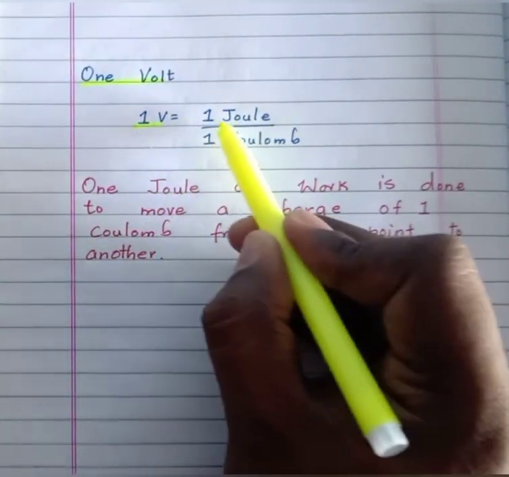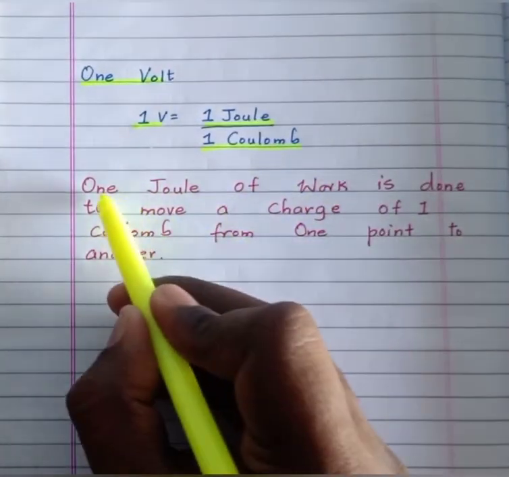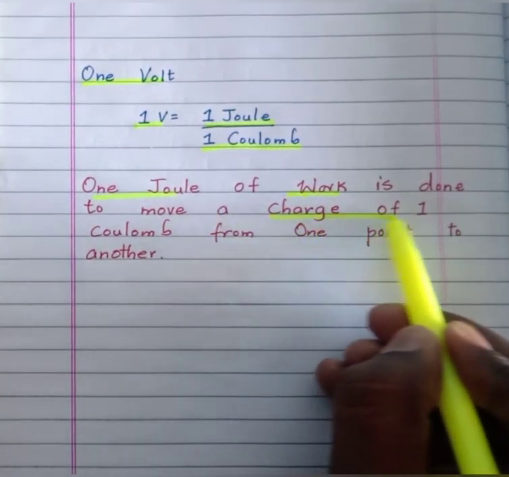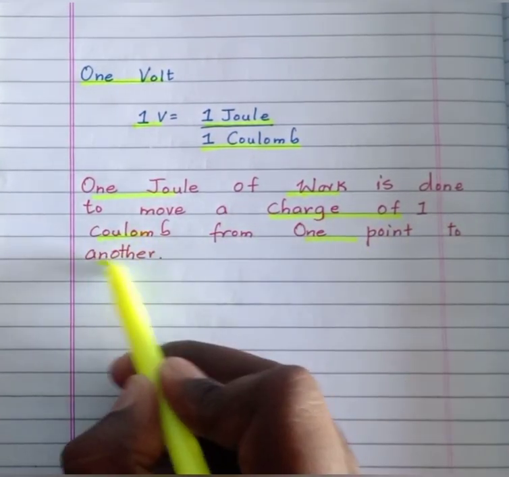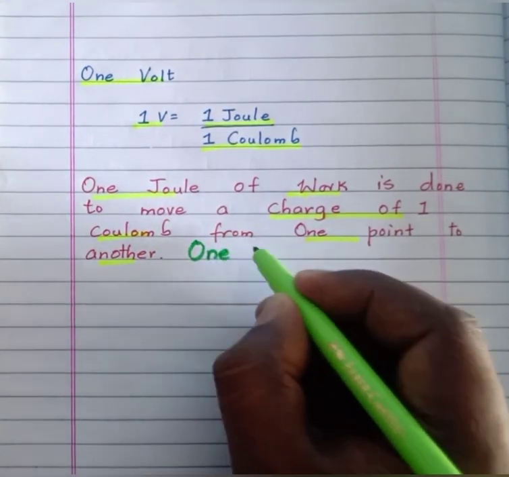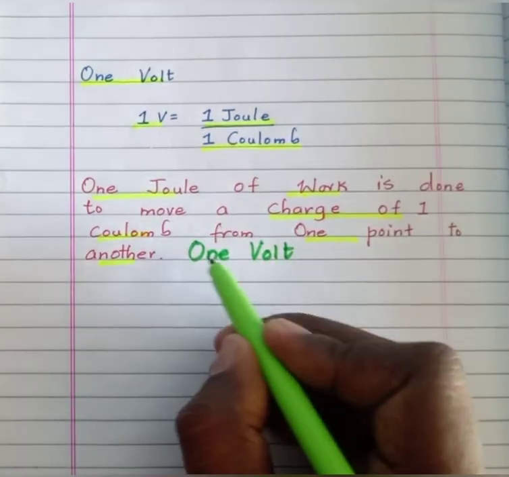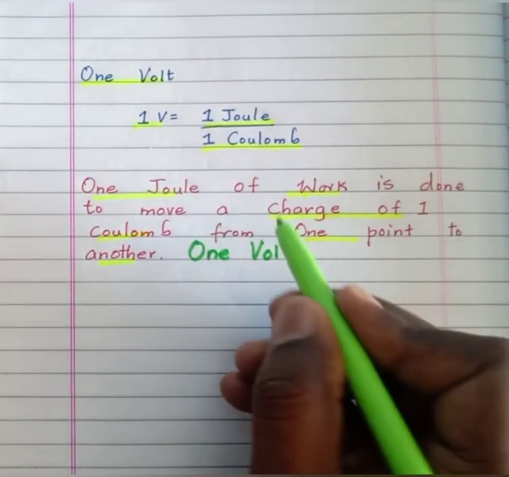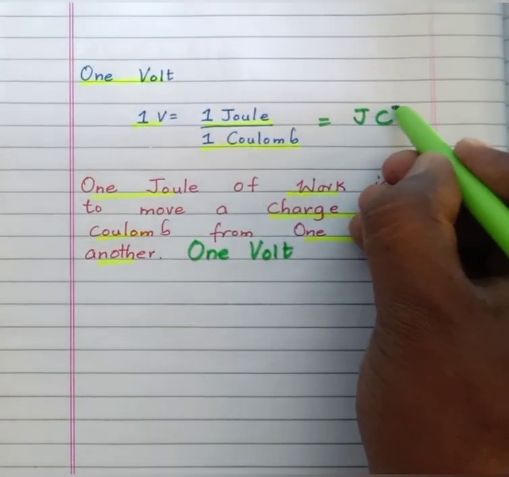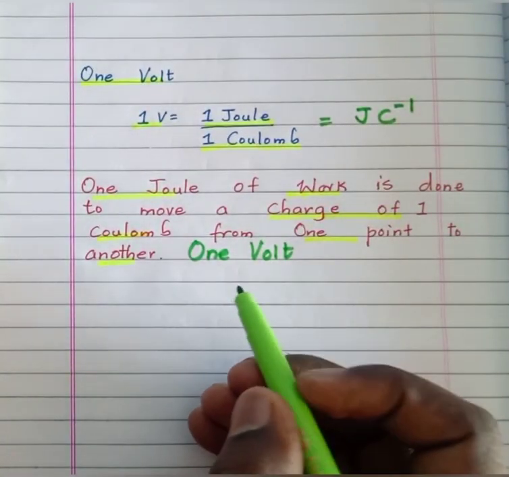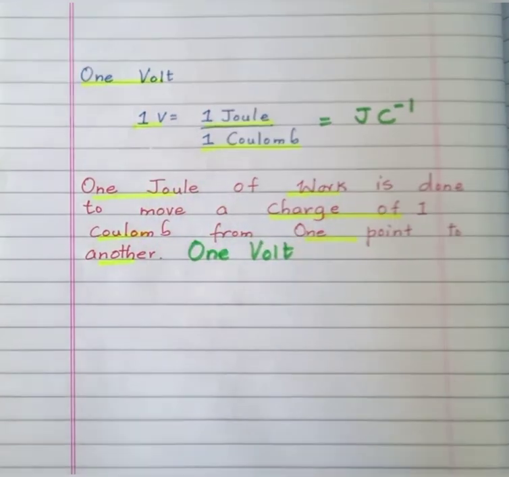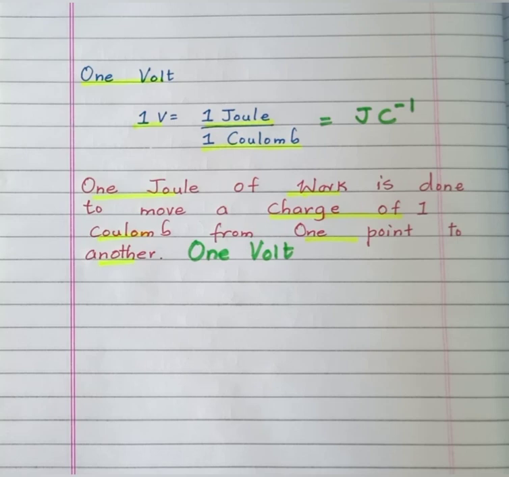Now, what is 1 volt? 1 volt is 1 joule by 1 coulomb. It is the amount of work done to move a charge of 1 coulomb from one point to another point. The work done of 1 joule to move a charge of 1 coulomb from one point to another point is called 1 volt. That is 1 joule per coulomb. Hopefully you have understood the concept of electric potential difference.